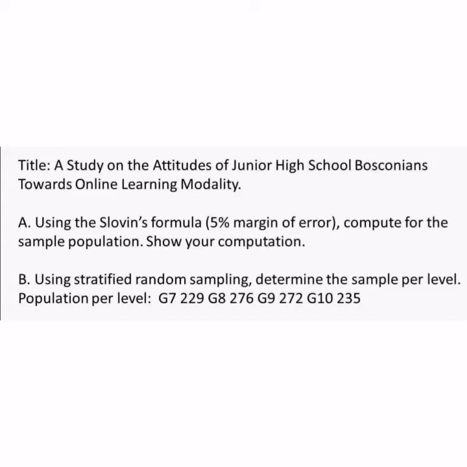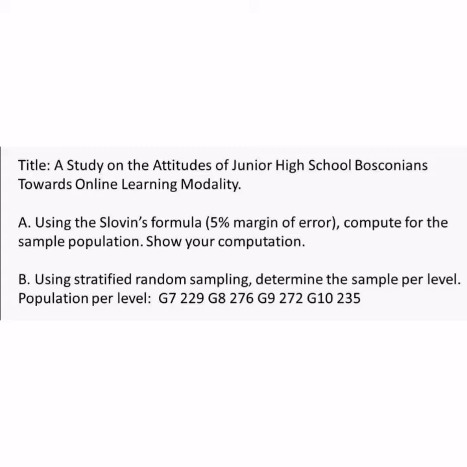So suppose you are working on a study with the title, A Study on the Attitudes of Junior High School Bosconians Towards Online Learning Modality. Your teacher asks you to do two things. First, using the Slovin's formula with 5% margin of error, compute for the sample population. Second, using stratified random sampling, determine the sample per level. So the population per level is given.